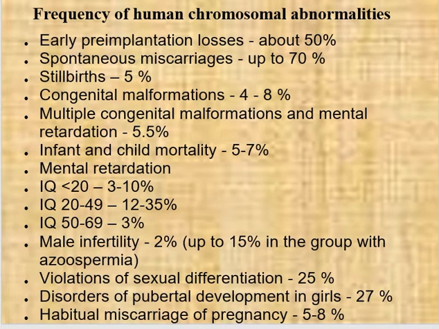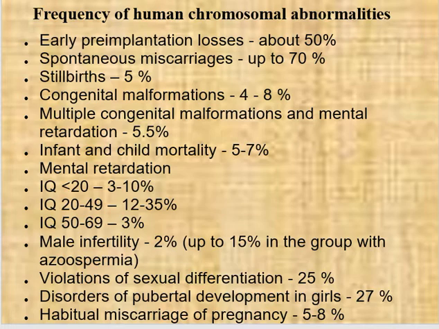Frequency of human chromosomal abnormalities. Early preimplantation losses, about 50%. Spontaneous miscarriages, up to 70%. Stillbirths, 5%. Congenital malfunctions, which are known as malformations, 8%. Multiple congenital malformations and mental retardation, 5 and 5%. Infant and child mortality, 7%.